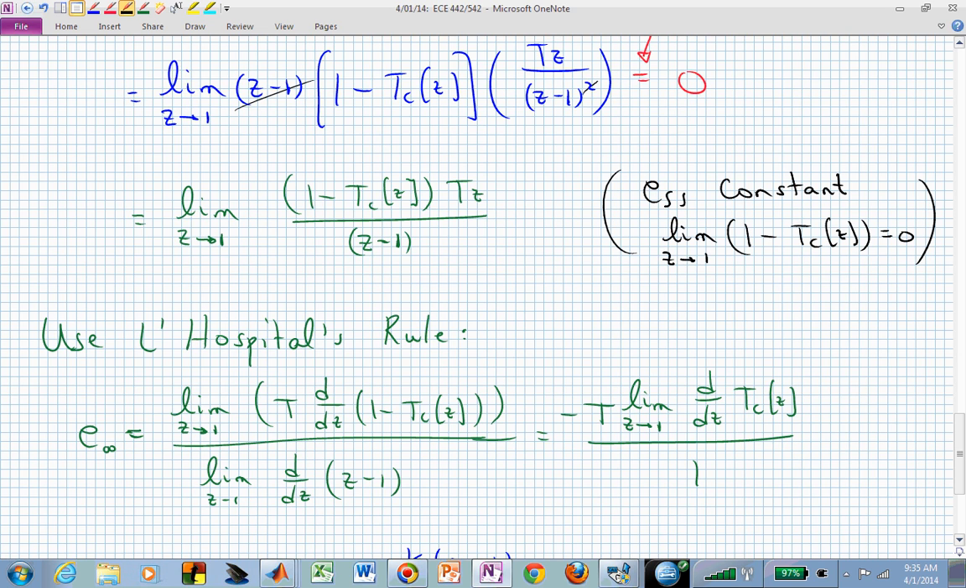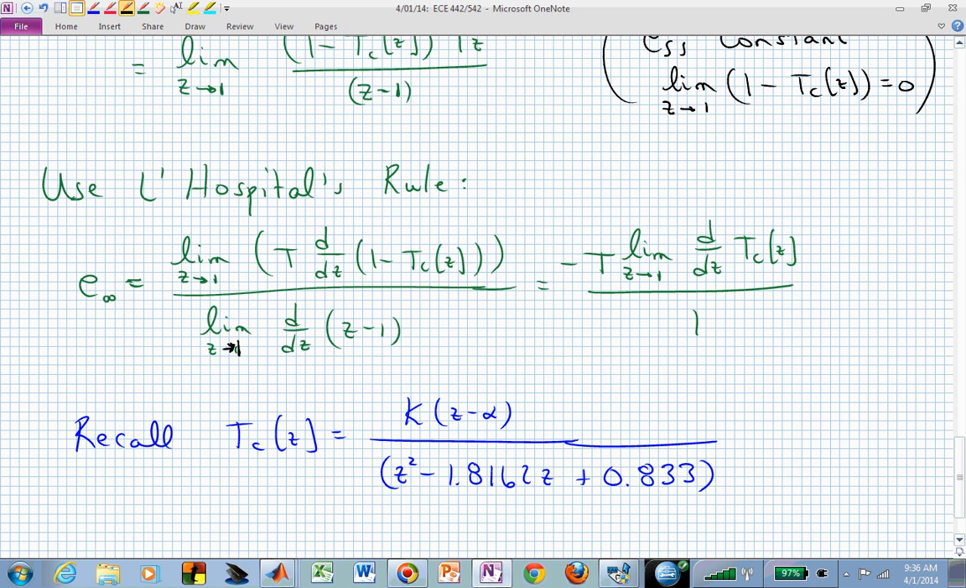That's a constant. That pulls out of the derivative. And when we differentiate 1 with respect to z, that's 0. That goes away. And so really we just have a minus sign and T that we can factor out of the limit and the derivative. And upstairs we have the derivative of our desired transfer function, T sub C of z, with respect to z. Downstairs, if we differentiate the factor z minus 1 with respect to z, we just get 1, and the limit as z goes to 1 downstairs is just going to be 1.